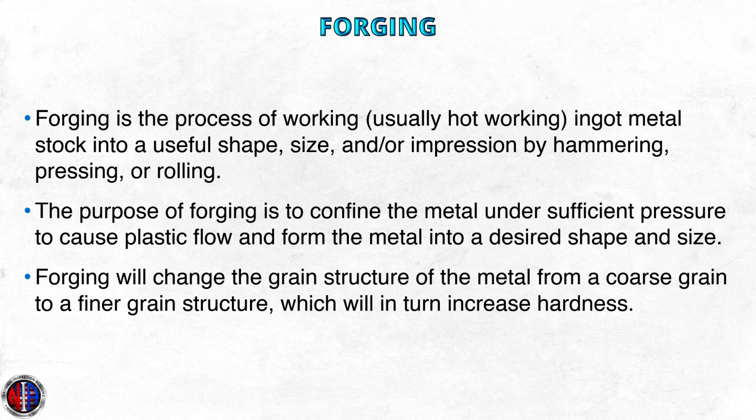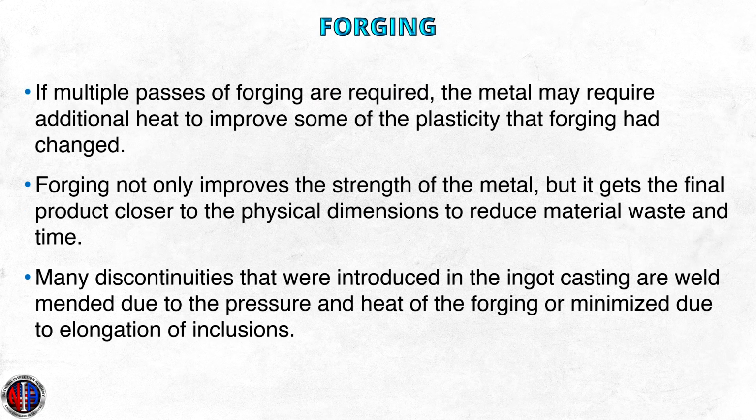Forging will change the grain structure of the metal from a coarse grain to a finer grain structure, which will in turn increase hardness. If multiple passes of forging are required, the metal may require additional heat to improve some plasticity that forging has changed. Forging not only improves the strength of the metal, but it gets the final product closer to the physical dimensions to reduce material waste and time. Many discontinuities that were introduced in the ingot casting are weld mended due to the pressure and heat of the forging or minimized due to elongation of inclusions.